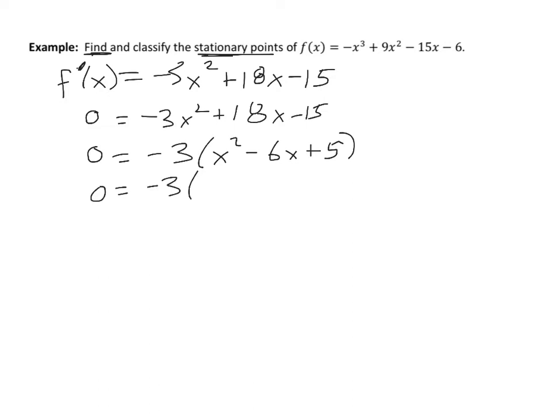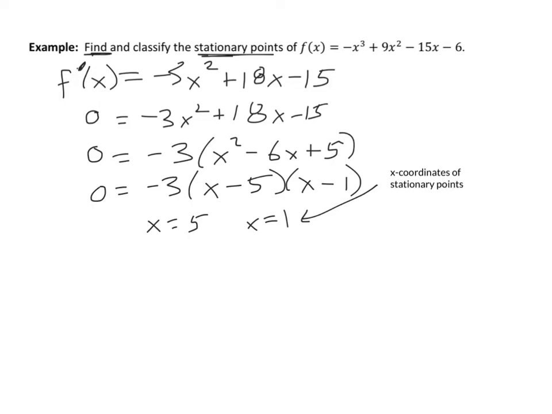And then fortunately, even that factors. I'm going to have x minus 5 and x minus 1. And so clearly, the locations of my two stationary points are x equals 5 and x equals 1. So these things here are the x coordinates of our stationary points. Okay, and again, just to be clear, these are not the stationary points. These are just the x coordinates of the stationary points.